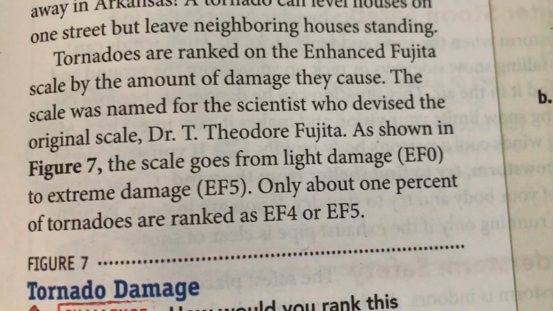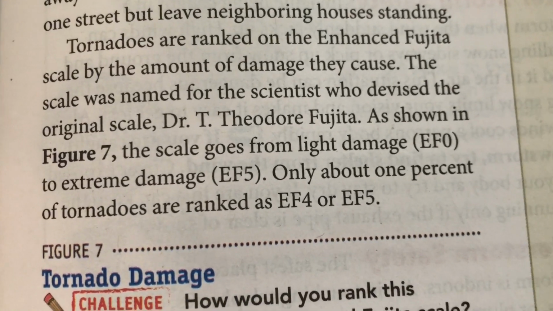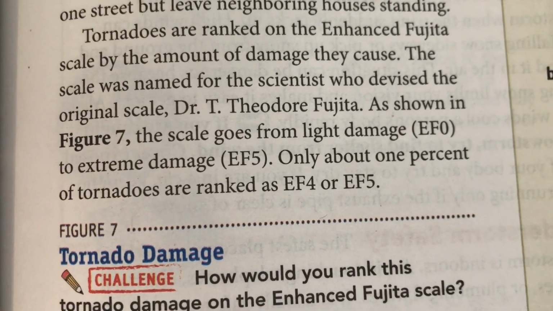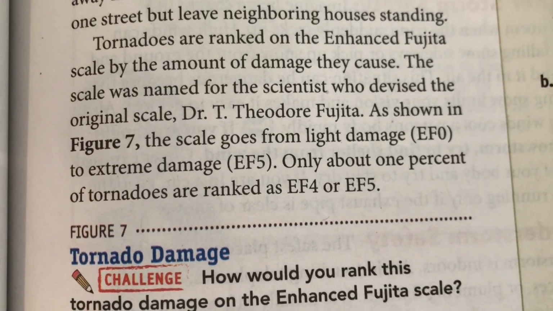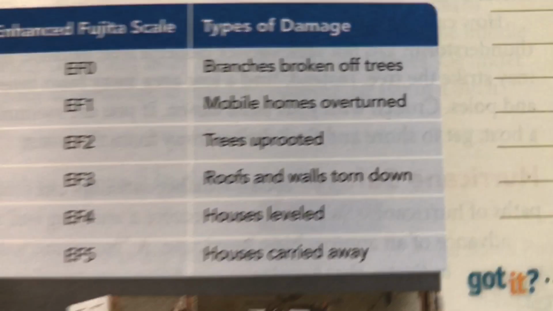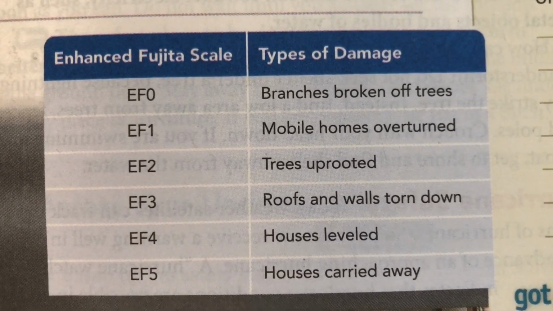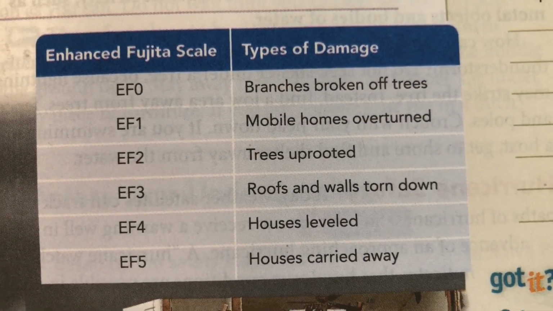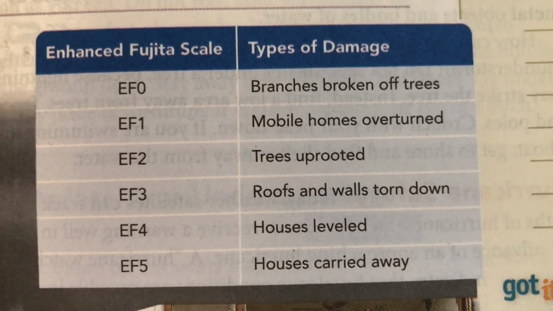Another way to say that is, you'll hear scientists say the tornadoes are ranked on this scale by, instead of damage, how much the tornado eats or destroys. Here's a diagram of that scale. 0, 1, 2, 3, 4, 5.